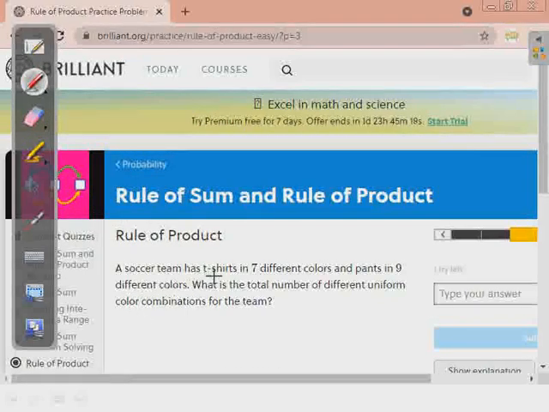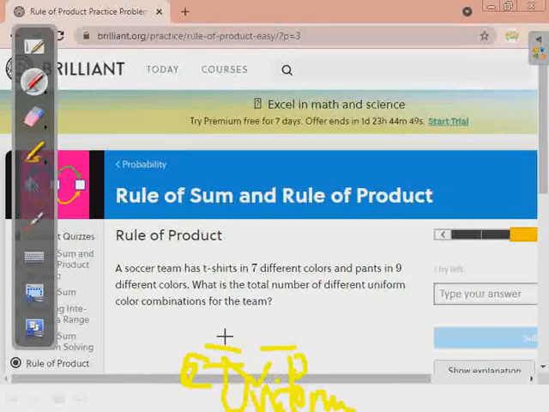Our social team has t-shirts in 7 different colors and pants in 9 different colors. It's the same as the one I just gave previously. What is the total number of different uniform color combinations for the team? There are 2 blanks, and when these 2 blanks are filled, we will get a complete uniform. The first blank is for the t-shirt color, and the second blank is for the pant color.